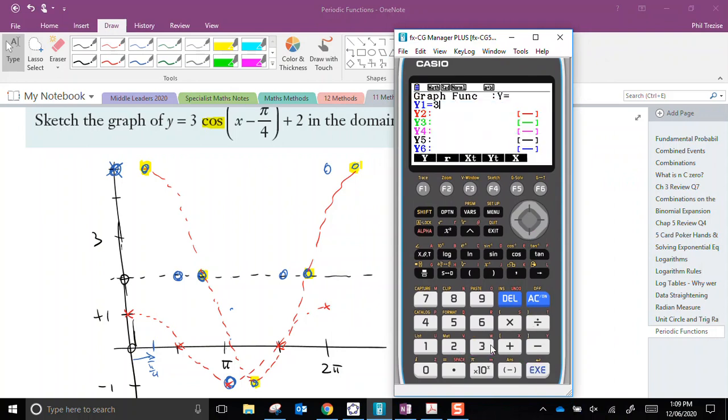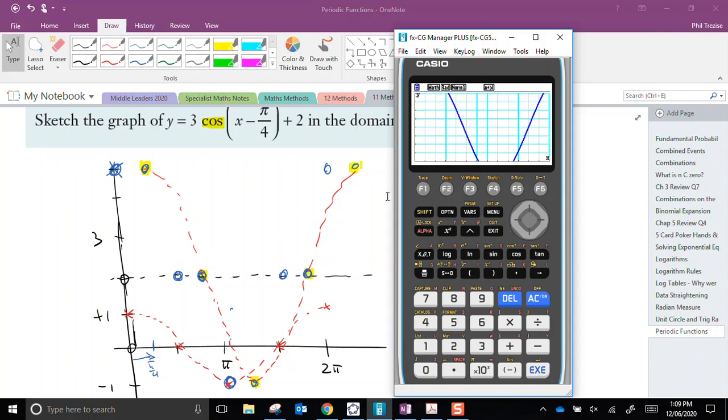So here I go, 3 multiplied by the cosine of x minus pi on 4, plus 2. I will limit the domain, so put the comma, then square brackets, the domain is from 0 to 2 pi, and then close the square brackets. That limits the domain. Just be careful your calculator is on radians, so I'll hit enter, and I'll draw that.